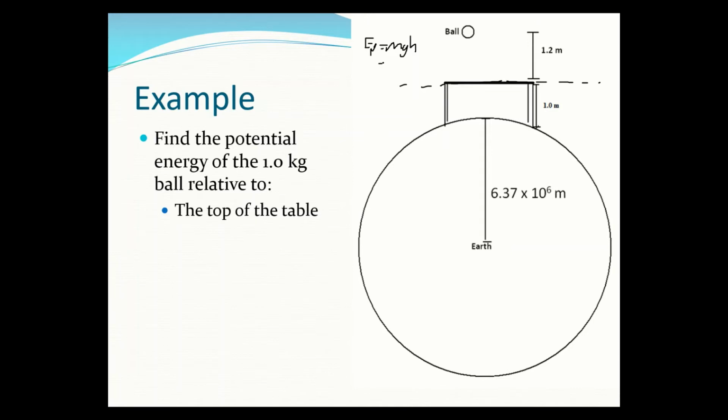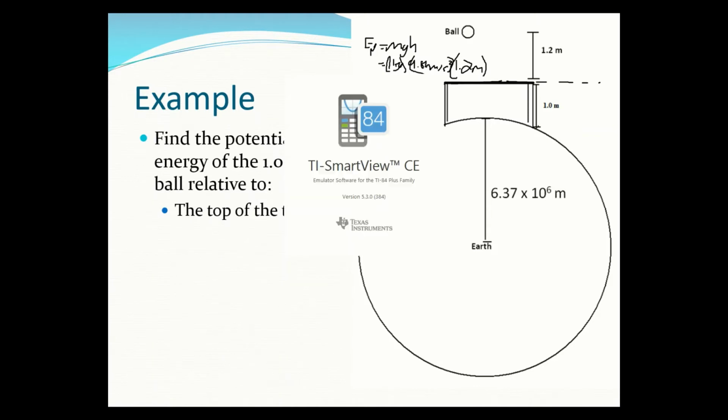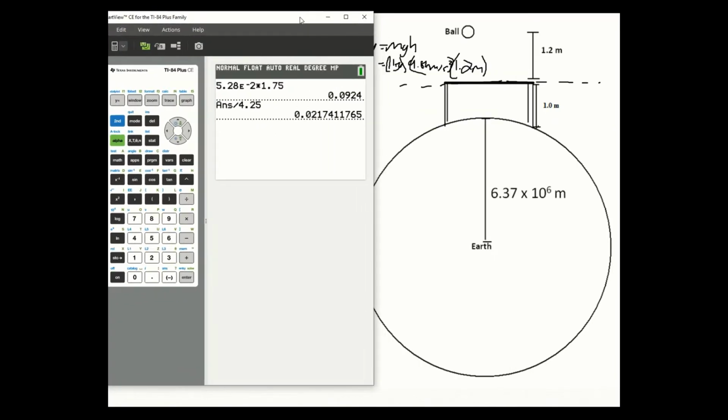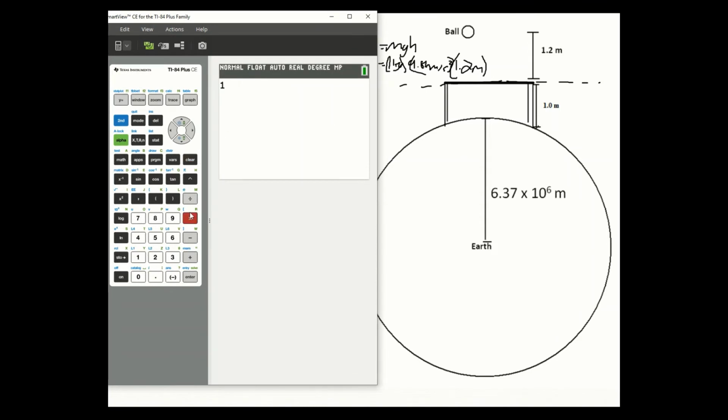And it would just be 1 kilogram times 9.81 meters per second squared, and then our height is 1.2 meters. Right, so 1.2 times 9.81 times 1. Maybe I'll throw a calculator on here so you can see what I'm doing. I'm just going to open up my calculator. There we go. So 1 times 9.81 times 1.2, and we get 11.72.